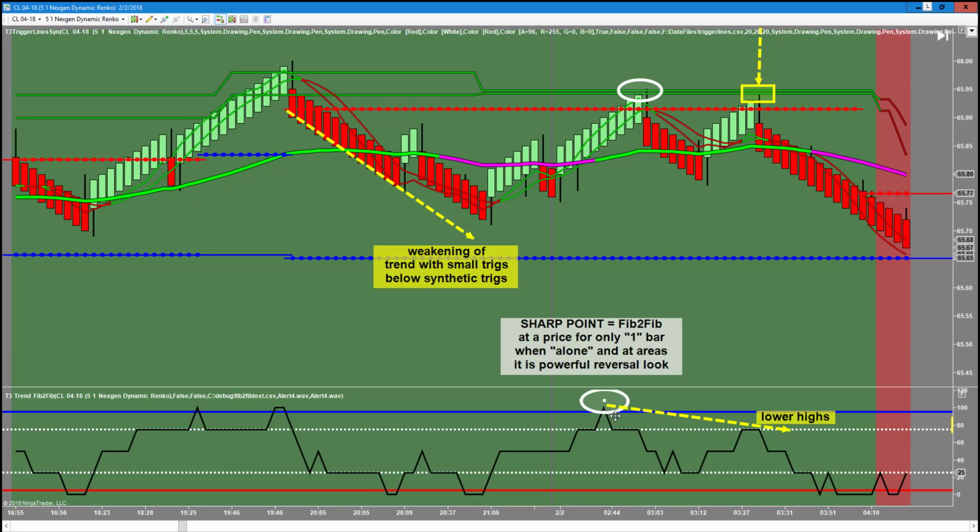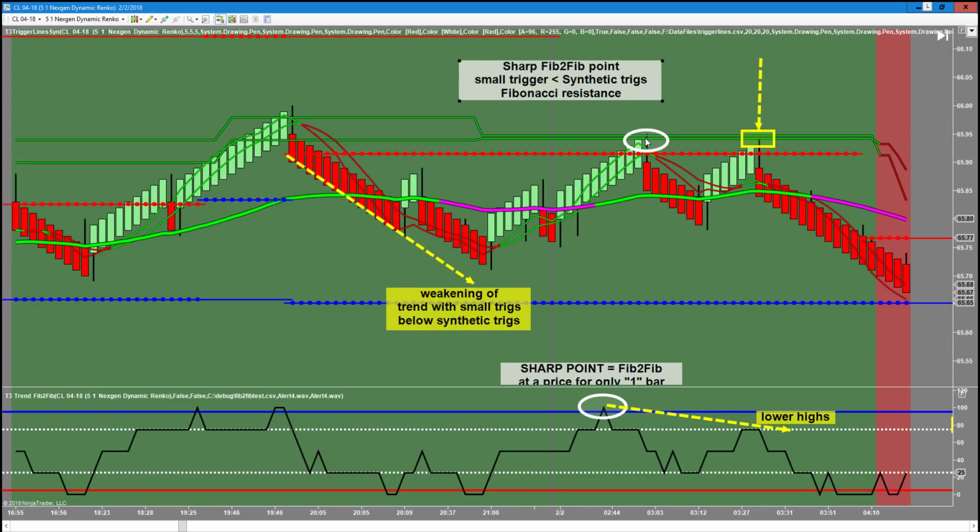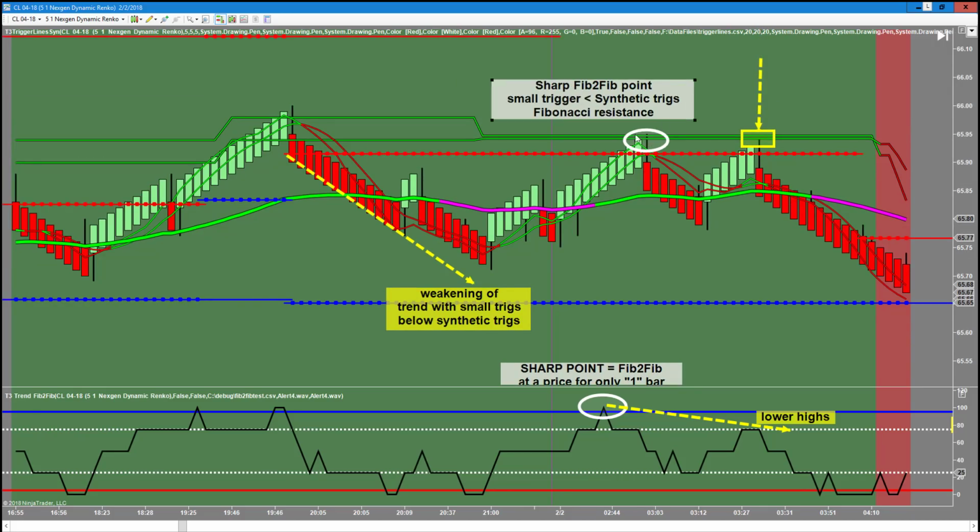Now, by itself, not very powerful. When you add to the idea that you have a sharp point on your fib to fib oscillator, and you're at Fibonacci resistance, and the small triggers have gotten below the synthetic triggers, and you put it all together, you start to anticipate that this area may potentially be a top for you.